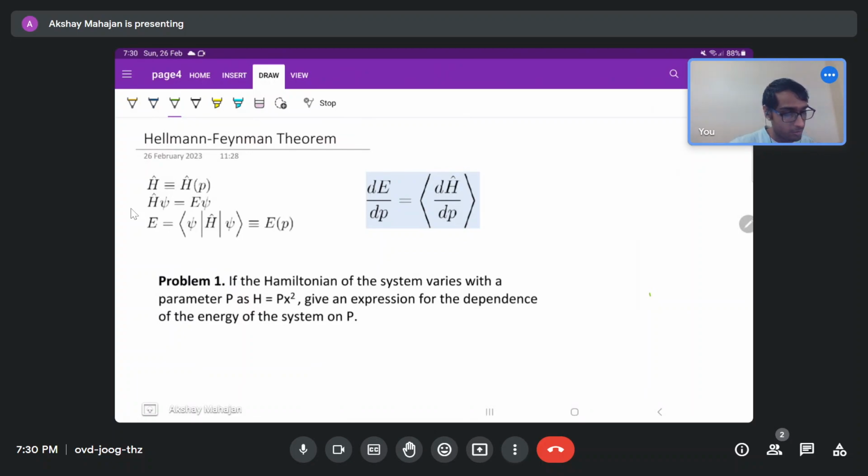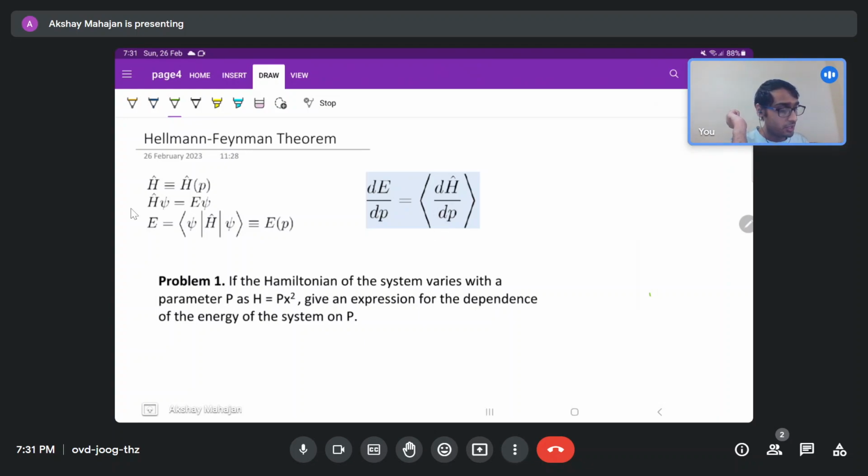Now let's talk about the Hellman-Feynman theorem. Just a quick recap: if we have a Hamiltonian that depends on some parameter p, then we can find our energy value as psi h cap psi. Since our Hamiltonian depends on the parameter p, our energy values will also depend on p. If we take the differentiation dE with respect to dP, as shown in the lecture, it will be equal to the expectation value of dH cap by dP.